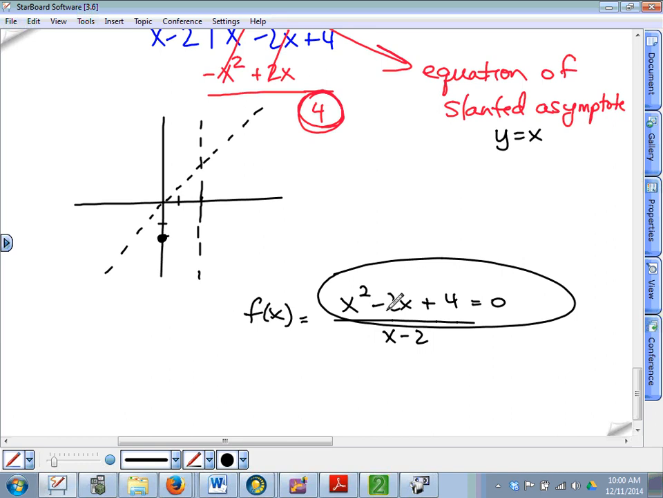Are you sure? Not anymore, I'm not. I was pretty sure. Does anything multiply to 4 that adds to negative 2? No. Okay, and just to save time, you guys, if it doesn't factor, your only option is to use the quadratic formula.